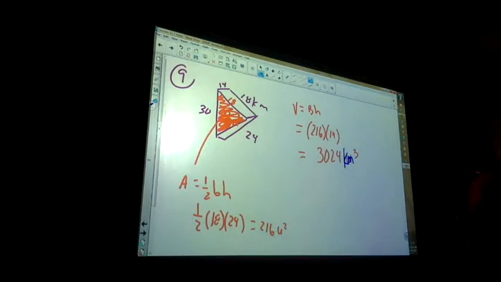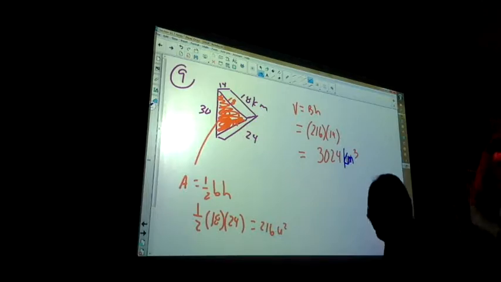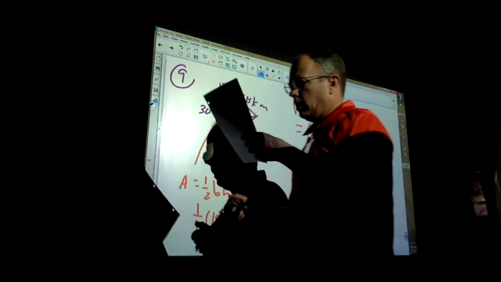Number 12. Oh, man. Find the volume of that. Have fun. Let's see. How many sides is that? That's 6. Okay.